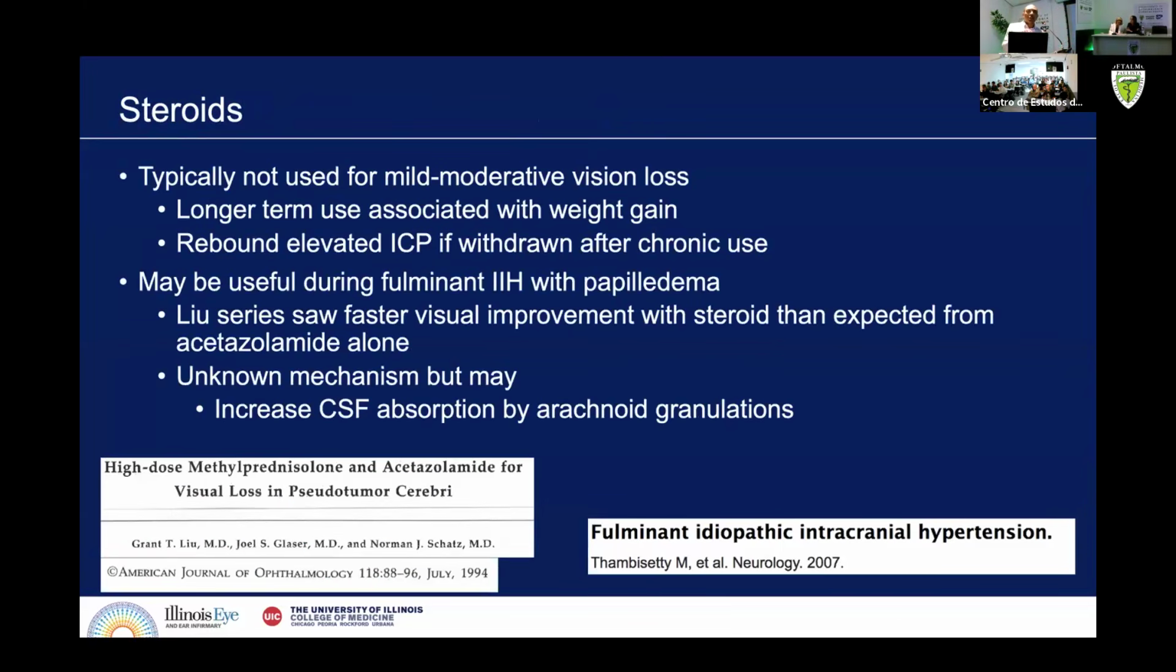But I will use this for these patients with fulminant IIH because a quick dose of steroid, we know, reduces ICP. And if we have a patient with fulminant disease, we're worried about blindness, we're waiting to get them to surgery, 1 or 2 doses of steroid is probably going to be helpful.